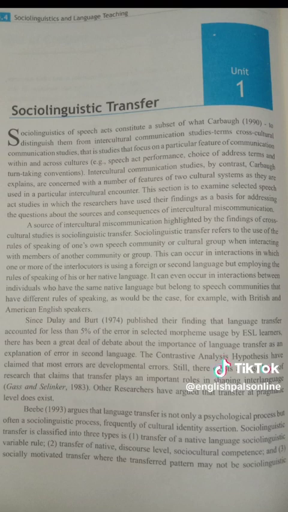Beebe (1983) argues that language transfer is not only a psychological process but often a sociolinguistic process, frequently of cultural identity or projection.